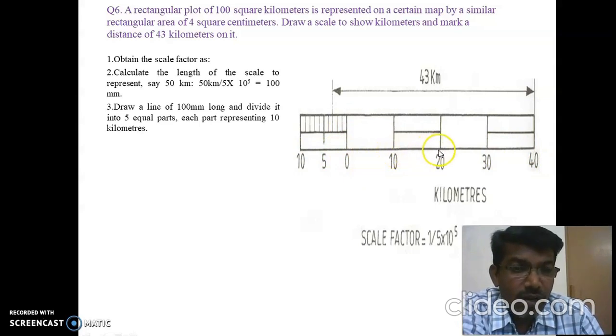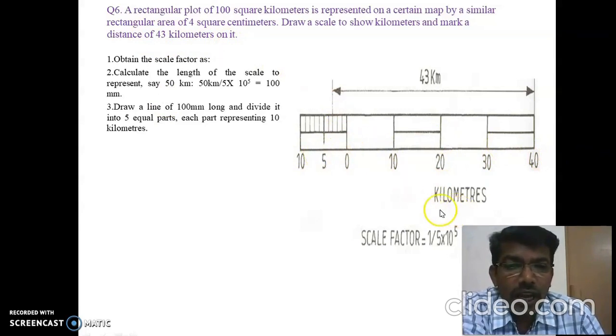And this is 20 kilometers. This is 30 kilometers. And this is 40 kilometers. And on the left hand side, 0 is 10 kilometers. Why have I divided into 50? Because I want to show you 43 kilometers on it, so I made it for 50.